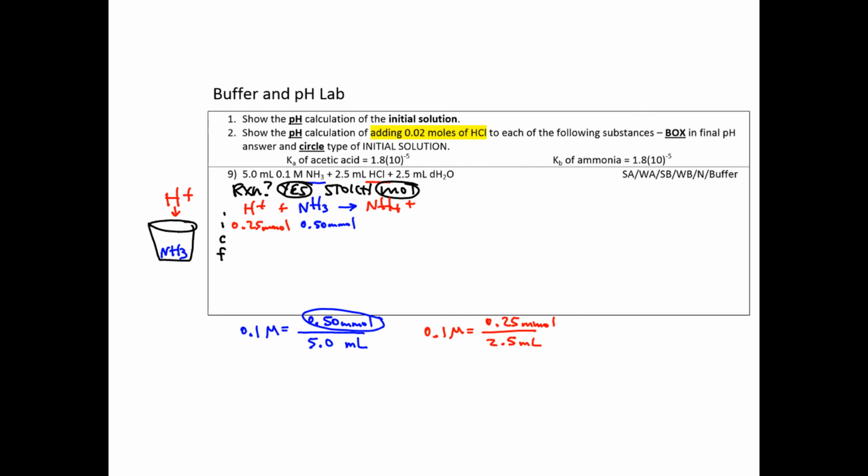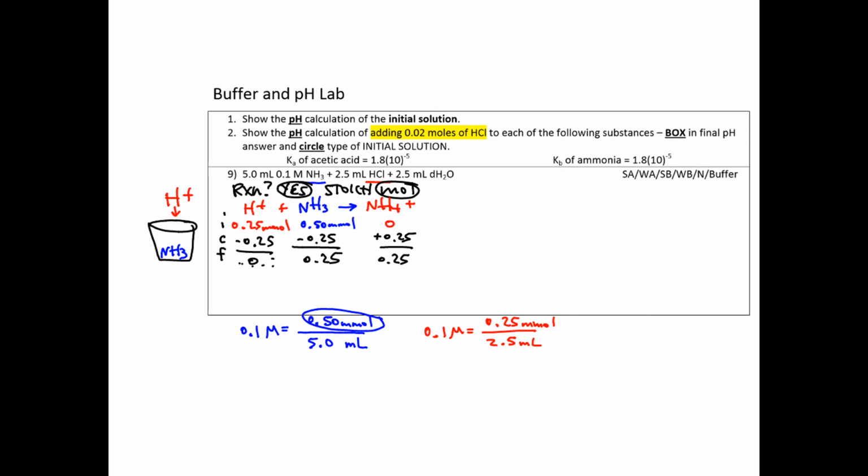And we don't have any of this ammonium to start. We're going to run out of the H plus, so minus 0.25, minus 0.25, plus 0.25. That's going to be a 0.25, and that's going to be a 0.25. No, sorry, this one runs out, the H plus runs out, so that's going to be a 0. So now we look at what we have left. We have a weak acid and a weak base conjugate, so it's going to be a buffer.